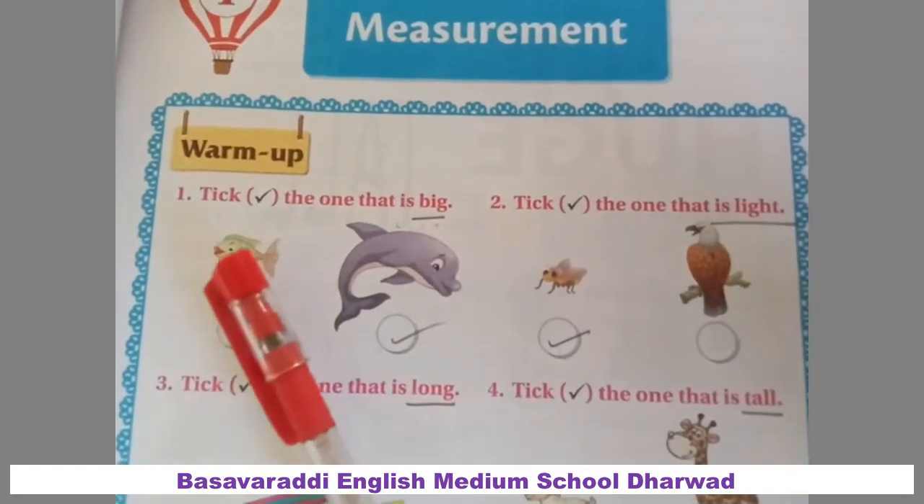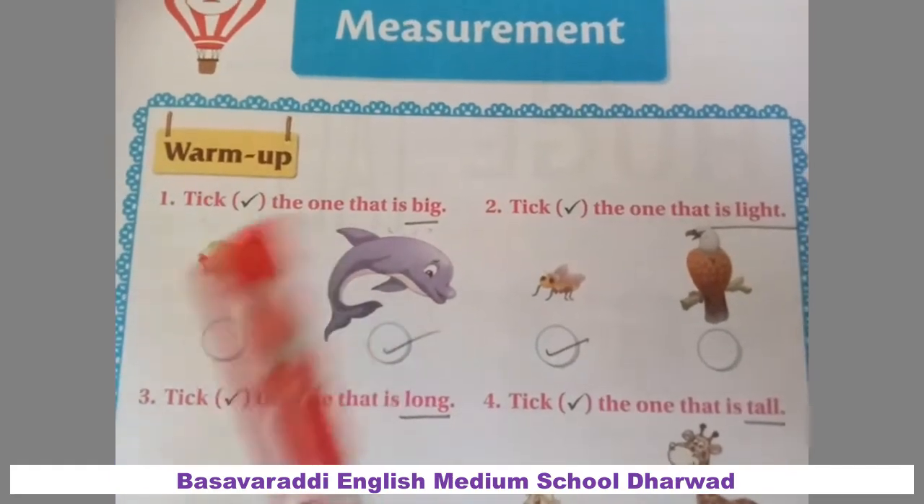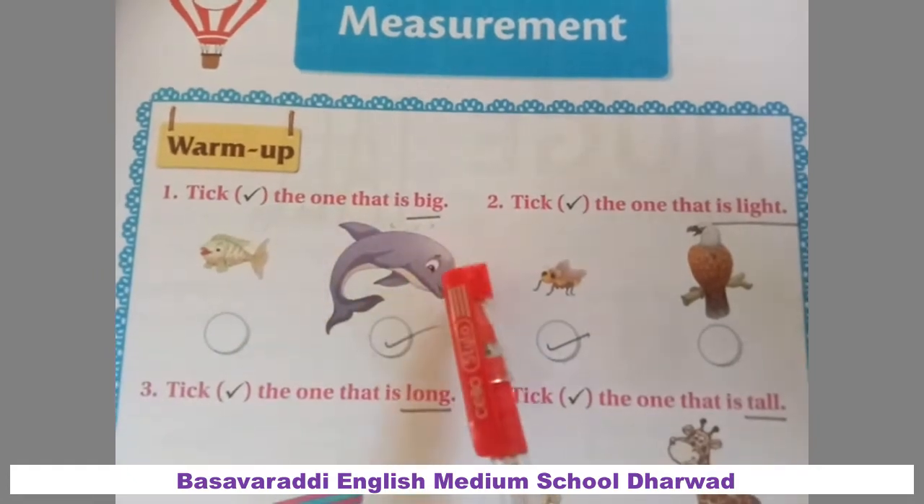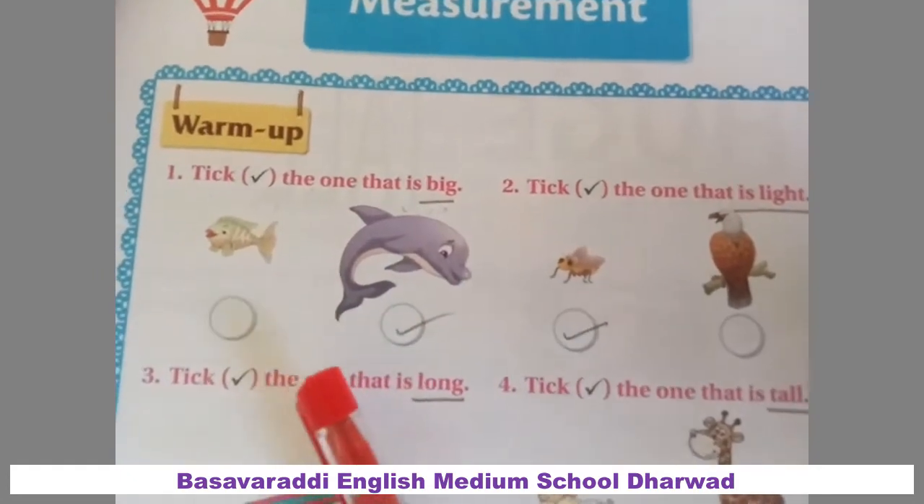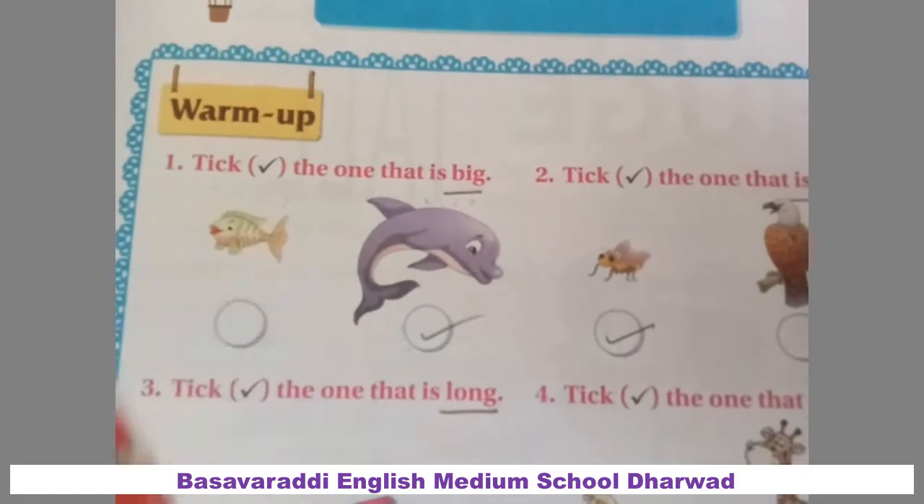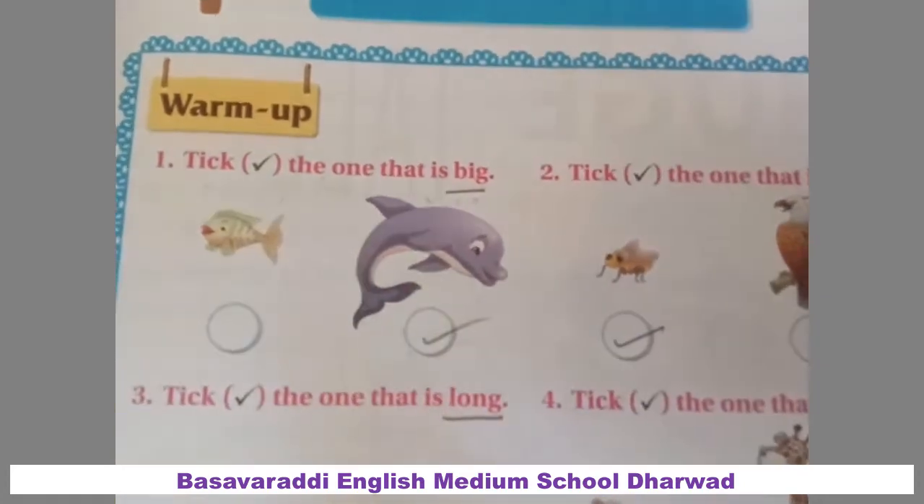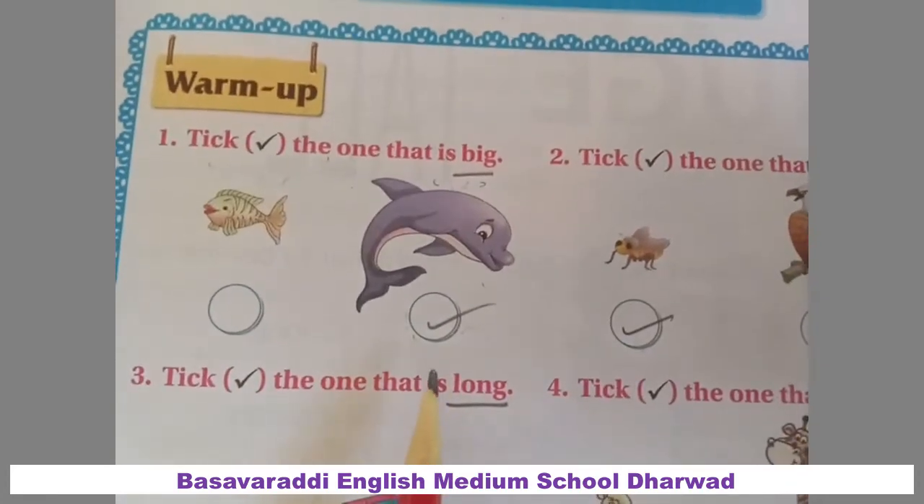Here is the first one. Tick or write the one that is big. Okay, Sakshi, tell me. Here there is a fish and a dolphin. Which is bigger? Dolphin, teacher.